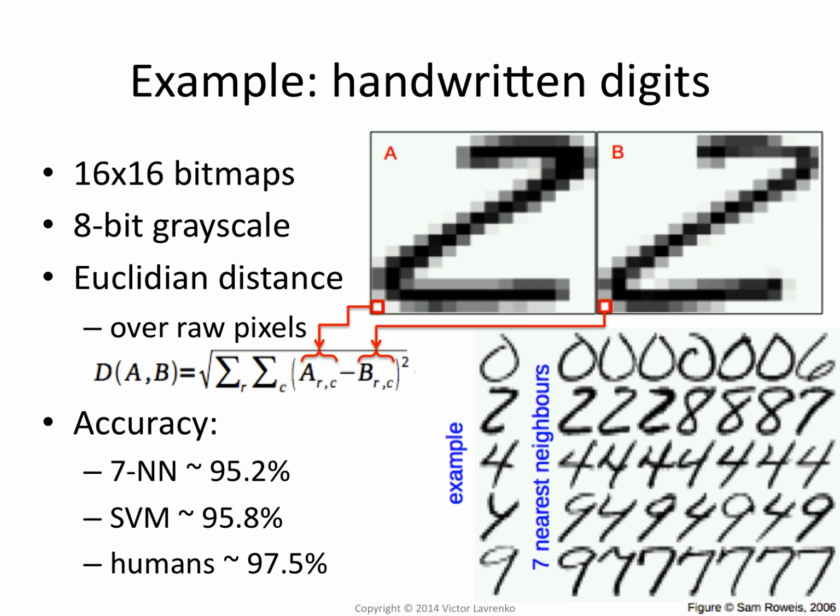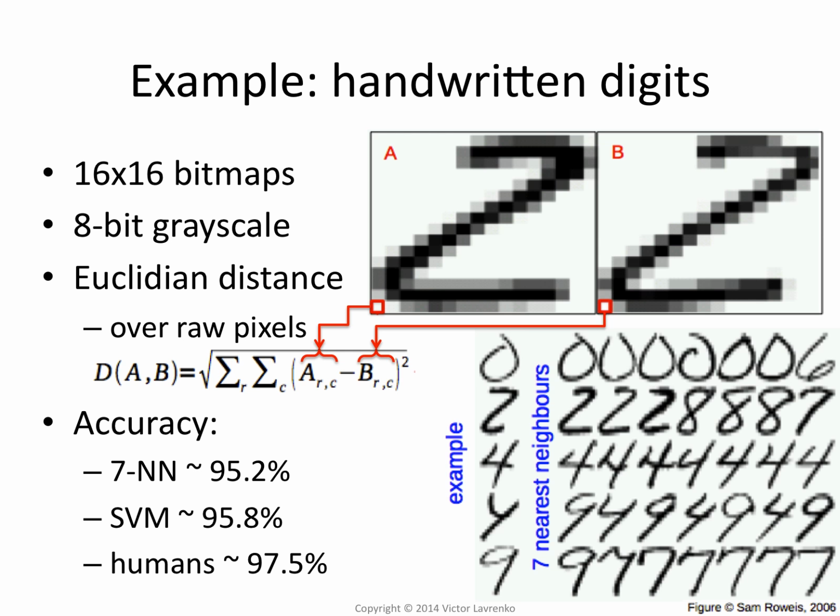The accuracy that you get is extremely impressive for such a simple algorithm. So on the MNIST task, with a 7 nearest neighbor with Euclidean distance, you can get 95.2% accuracy. And the best that you can get with an SVM is 95.8. Really impressive performance, considering how simple the algorithm is.